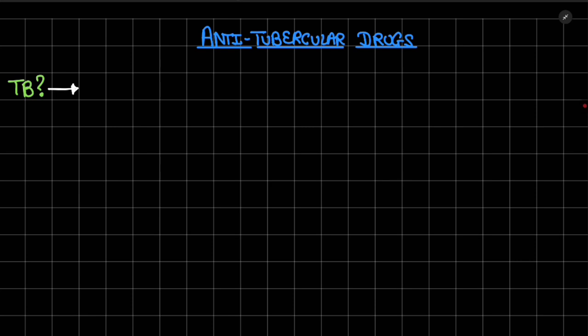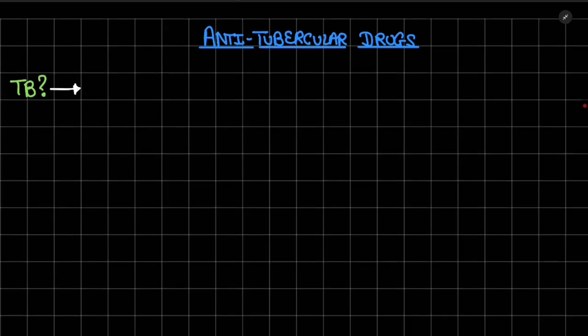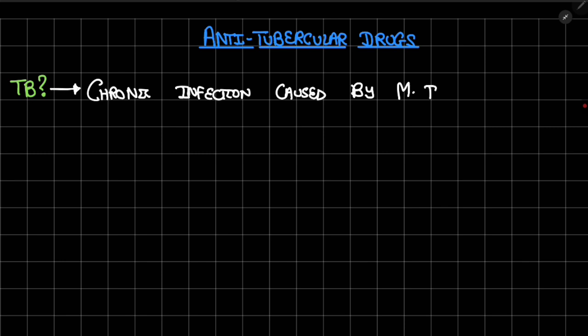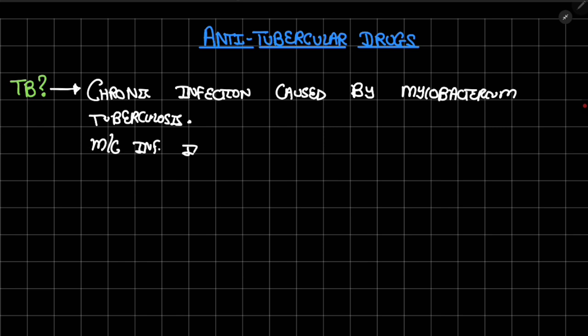Today we will be studying about anti-tuberculosis drugs, anti-tubercular drugs. So what is TB? TB is basically a chronic infection caused by Mycobacterium. Let me write it in full: Mycobacterium tuberculosis. Okay, it is the most common infection in India.